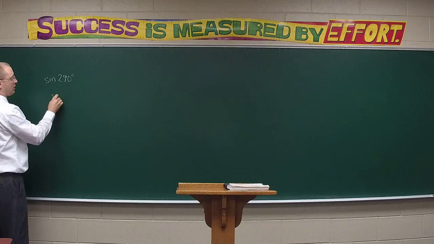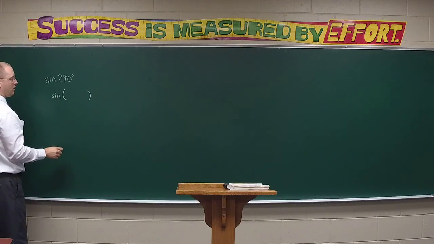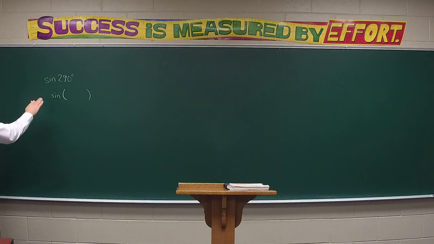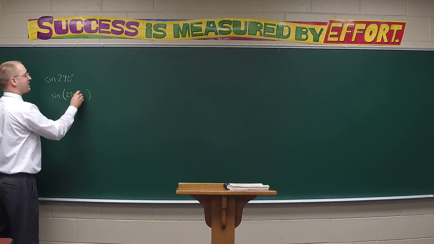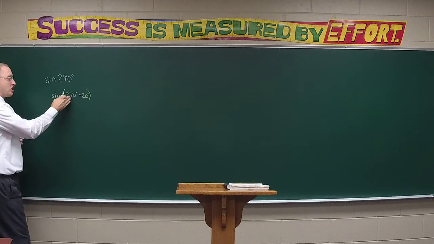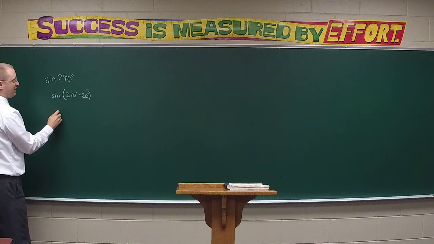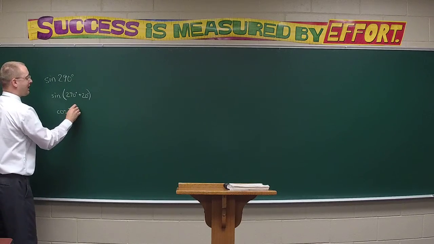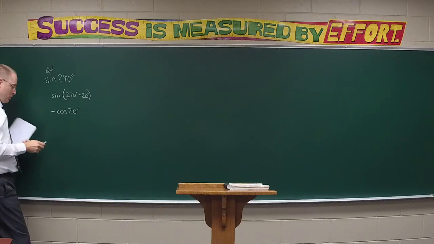So I put cosine under and then just put 20. Well, but we should take the time to be showing our work, right? Rewrite this as a sum of two angles, one of which is either 270 or 90, in this case 270 plus 20, so it becomes cosine 20. But ASTC, negative. Negative cosine 20.